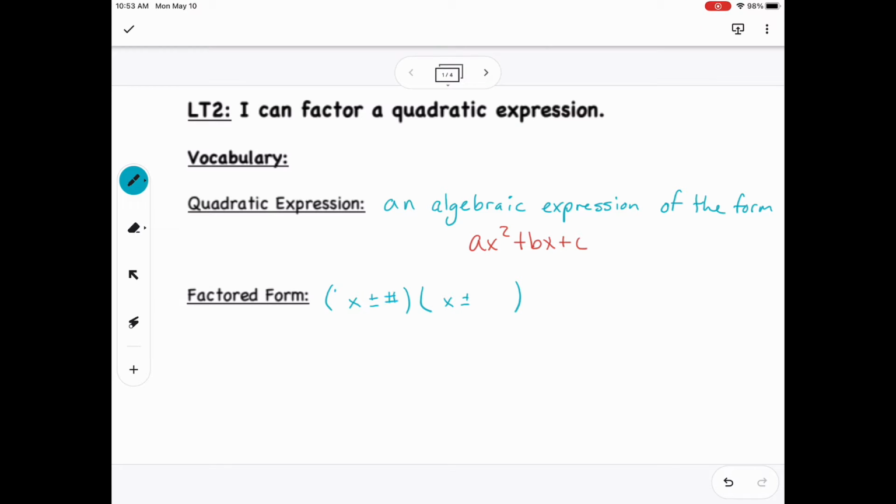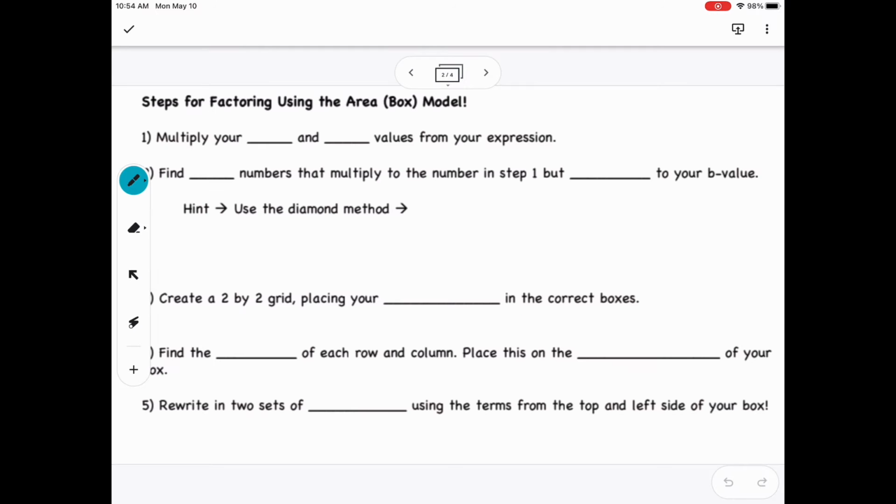We'll create 2 different parentheses, where the first term of each parenthesis will be x, and then it'll either be a number multiplied by x plus or minus another number, and then the same format for the other one. The steps that we use to factor this is using an area or a box method. We take the a and the c values and multiply them, then find 2 numbers that multiply and add up to that b value.